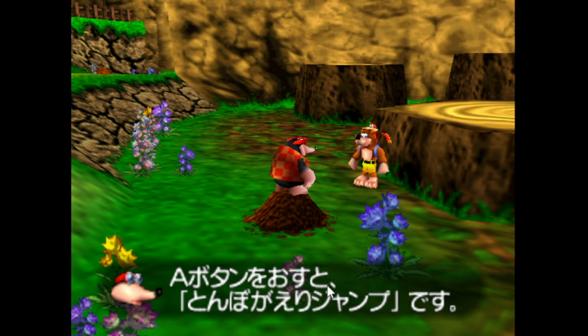A button wo osu to, so press the A button, and tombo gaeri jumpu desu. So tombo, I think, is a mosquito. Oh, sorry, no, it's a dragonfly. And I don't know why, really. Maybe the Japanese don't really even know, actually. Sometimes you don't really know why words are used in your own language, do you? But tombo gaeri, I think, is just a somersault, just a backflip. So a backflip jump desu, just kind of a declarative thing at the end.